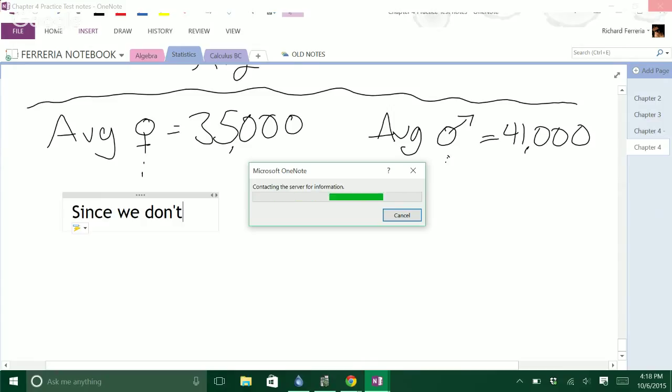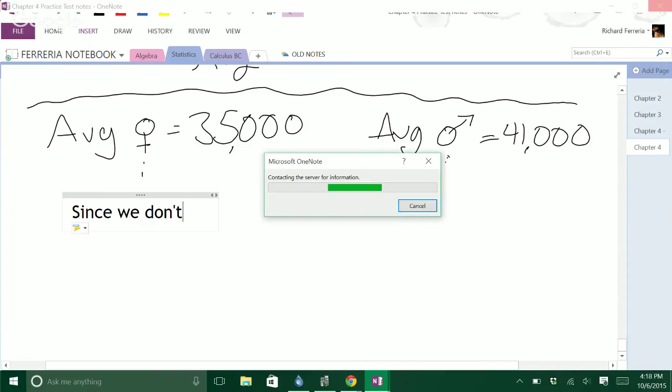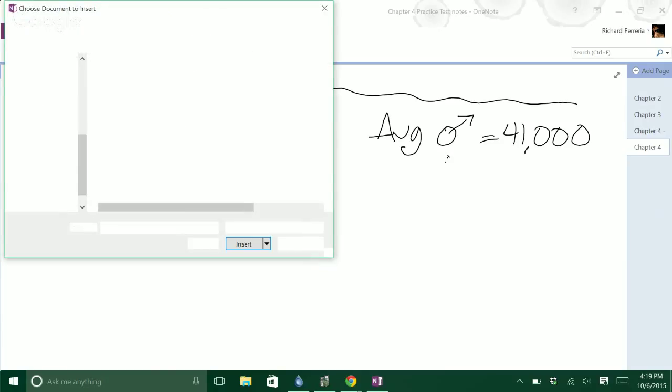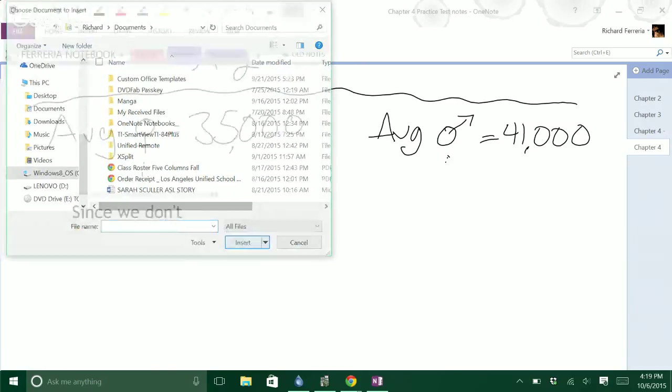OneNote, really? Can you click out of it or no? I don't know. Oh. Whoa.